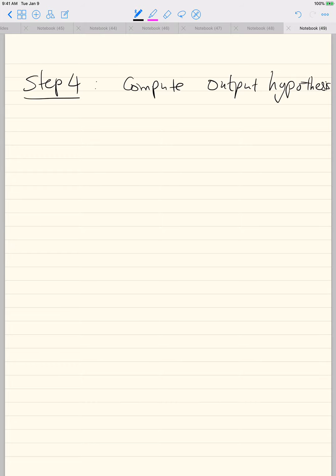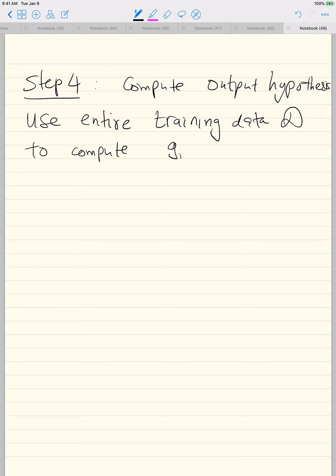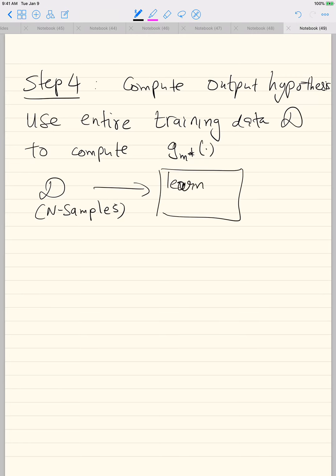Okay. Let me draw a figure to explain that. And then there is one more step, which you never forget: actually compute the output hypothesis. Never forget this step. All of this was just done as a proxy to estimate the test error and select the model. What you have to do in the last step is use the entire training data D to compute g_M star. So now you have selected the hypothesis. You run the training algorithm again using the hypothesis class H_M star.